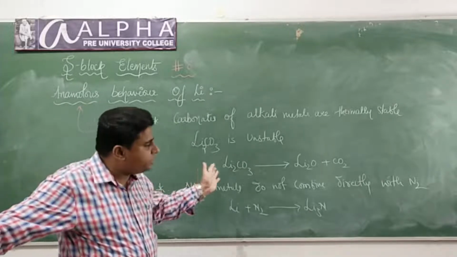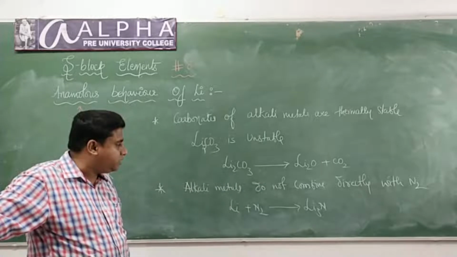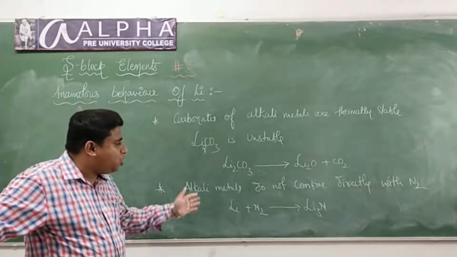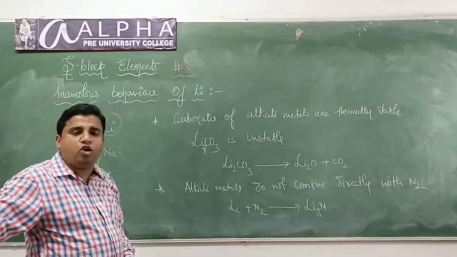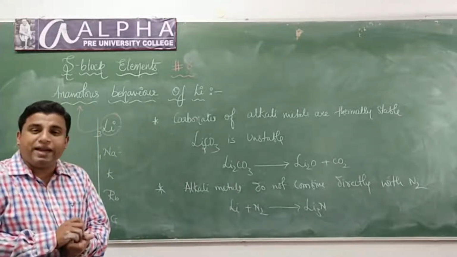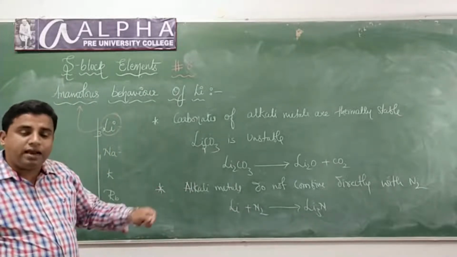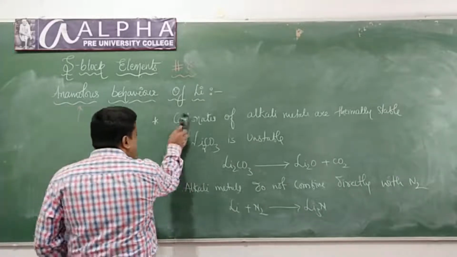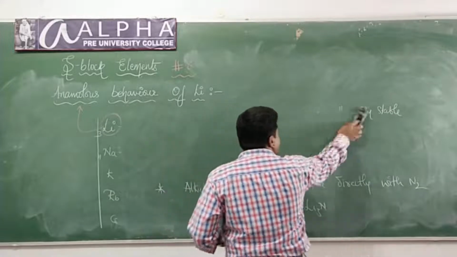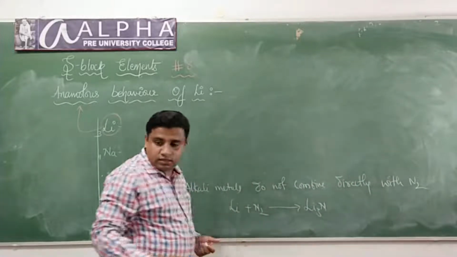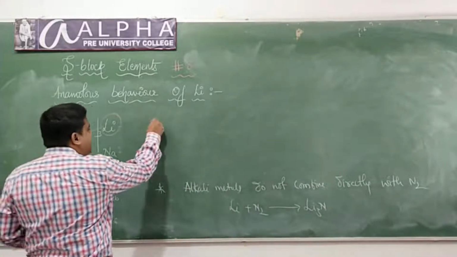All alkali metals do not combine directly with nitrogen, but lithium directly combines with nitrogen to form what? Lithium nitrate. Sorry, lithium nitride. Lithium nitride. And also, observe this.